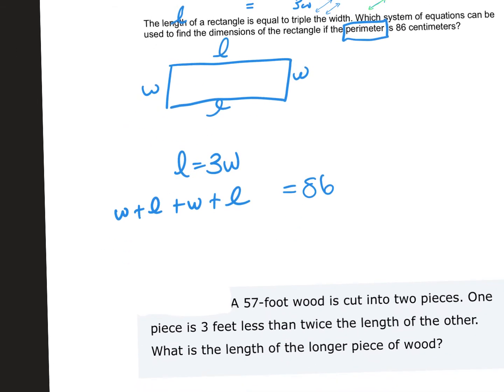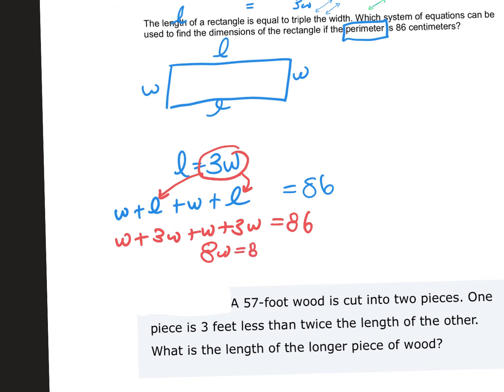Now, how do I figure out what L and W are? Does anybody see anything that I could do? I can take 3W and substitute it in right there and right there, can't I? Since I wrote my first equation and then I have my second equation, this is the same as W plus 3W plus W plus 3W equals 86. Now, can I solve this equation? Yeah, I have 1, 2, 3, 4, 5, 6, 7, 8 W's equals 86.